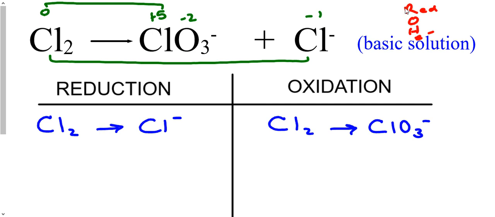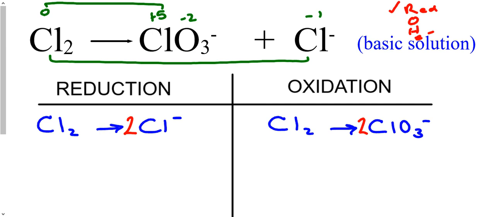All right, start by balancing the redox species. 2 chlorines before, a 2 means 2 chlorines after. 2 chlorines before on the oxidation half, 2 chlorines after. Okay.